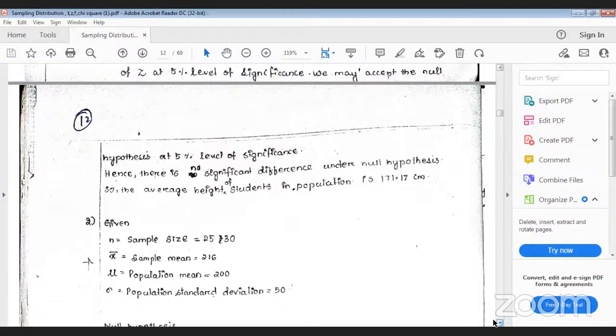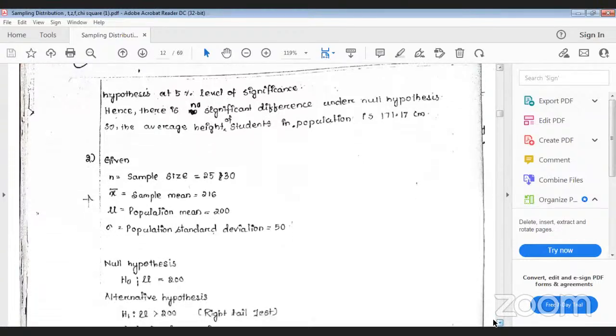Ma'am, I have one doubt. Where are you getting 1.96? No, actually that is the tabulated value. In any statistics book you can find the critical value of Z at 5% level of significance with two tail test or one tail test, or you can search Google for that critical value or tabulated value. If it comes in the exam, they will provide you the tabulated value. Okay, that is the tabulated value. You cannot calculate that one.